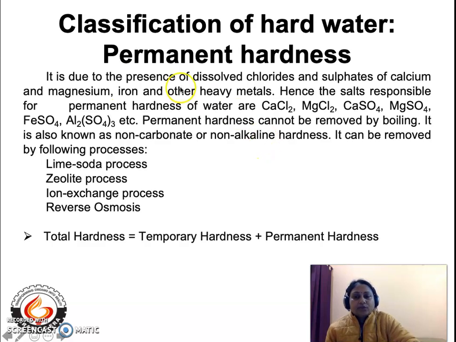Now, how is the permanent hardness removed from water? There are different processes for the removal of permanent hardness. First is the lime soda process, second is the zeolite process, third is the ion exchange process, and fourth is the reverse osmosis process, and each such process will be dealt with in detail in our coming lectures. Now, total hardness is equal to temporary hardness plus permanent hardness. So there are two classifications of hard water, temporary hardness and permanent hardness, and when we add these two, we get the total hardness.